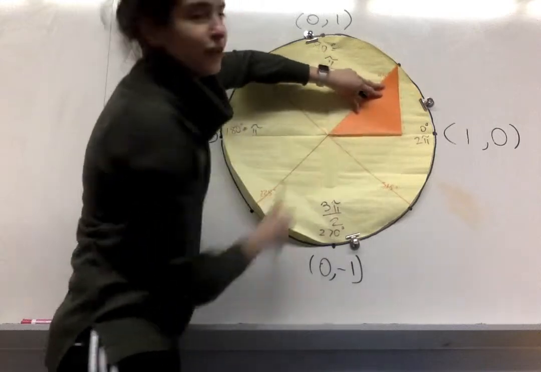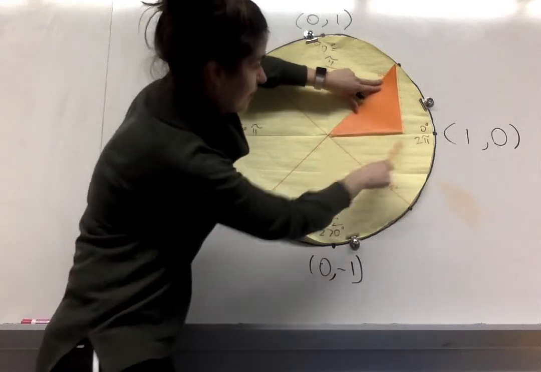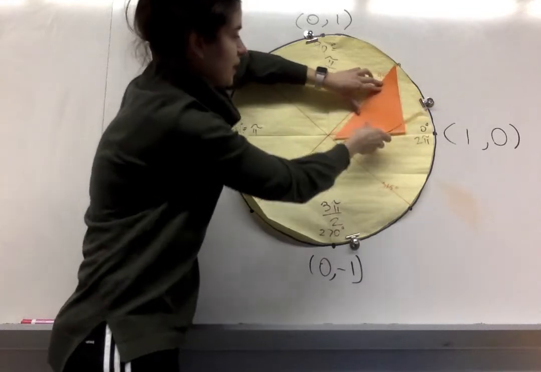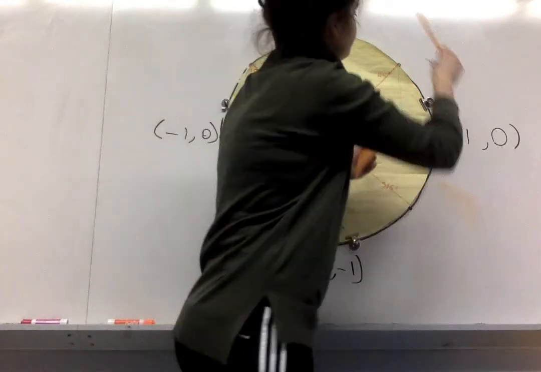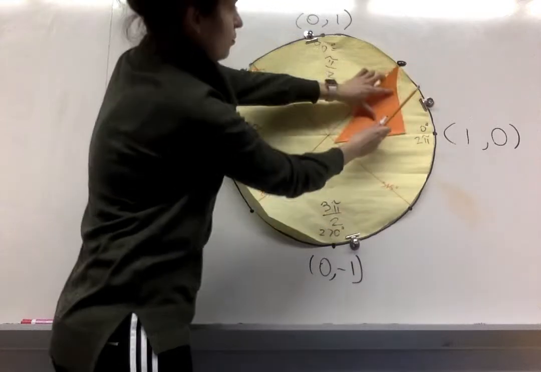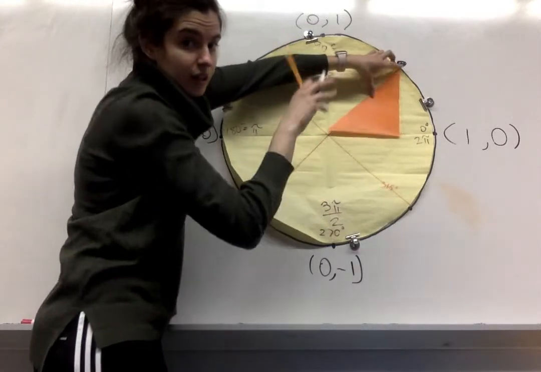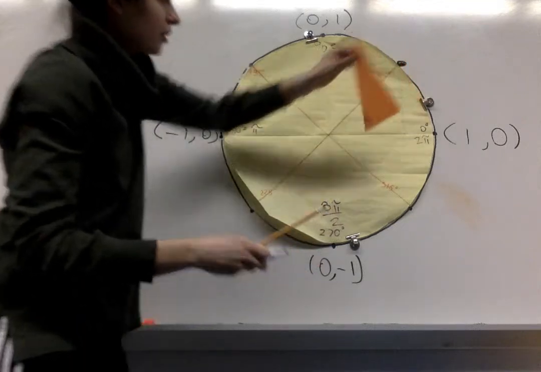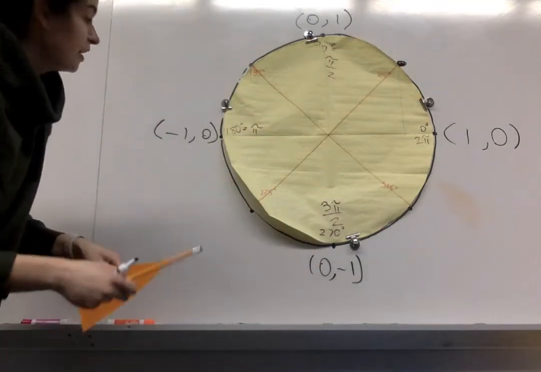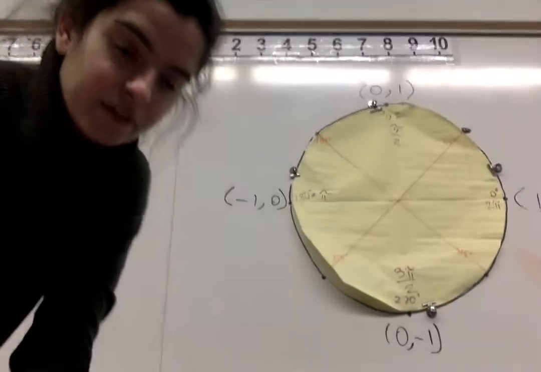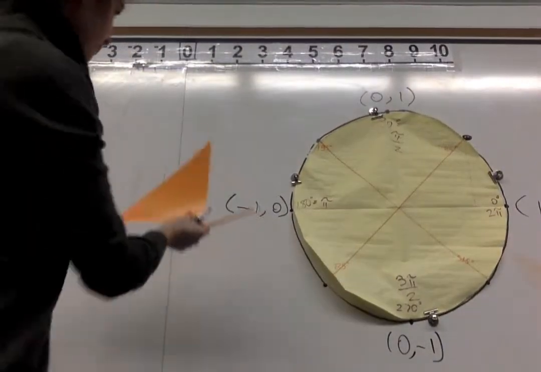So we need to figure out how long is this length, how long is this length to get to this coordinate point right here. We know that this length of the hypotenuse is 1. We already know that because it's a unit circle. We have to find the other 2 lengths. And we're going to use special right triangles. To do that, we know 45, 45, 90 is a special right triangle.